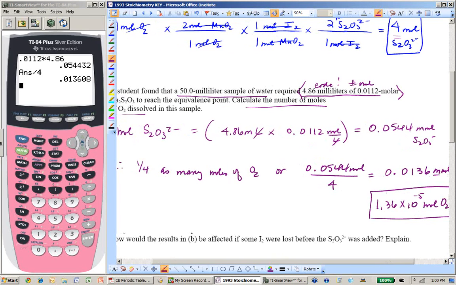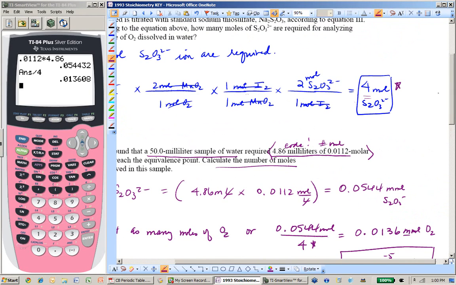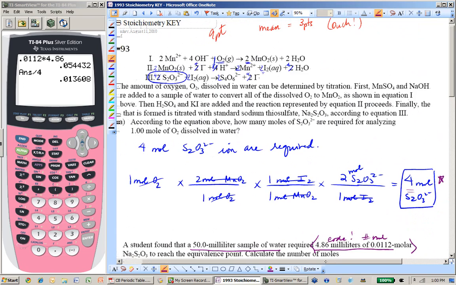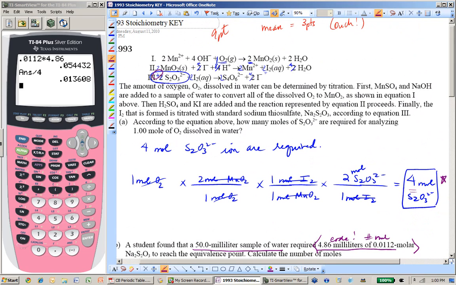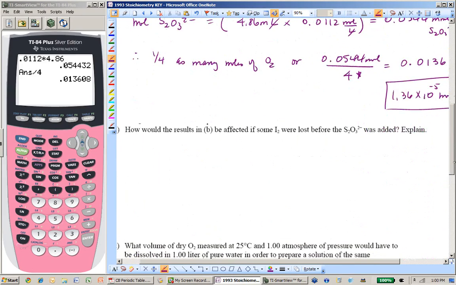Again, where did this 4 come from? This 4 comes from this 4. It comes from this 4 as well. Figuring out that that's the actual stoichiometric ratio: for every mole of oxygen, I'm going to use 4 moles of this thio to actually titrate.